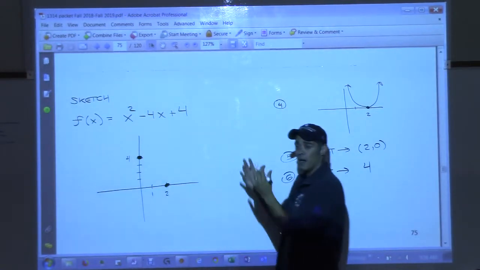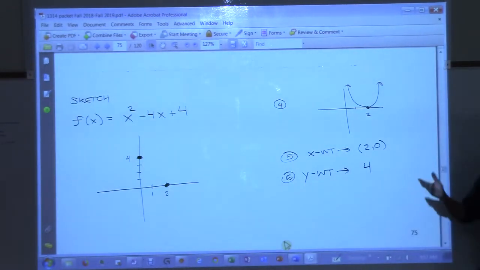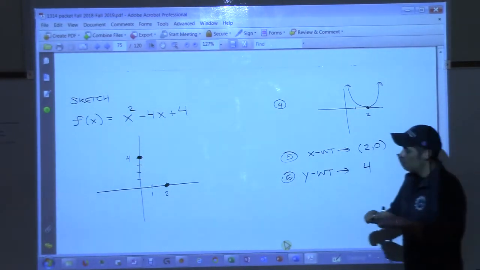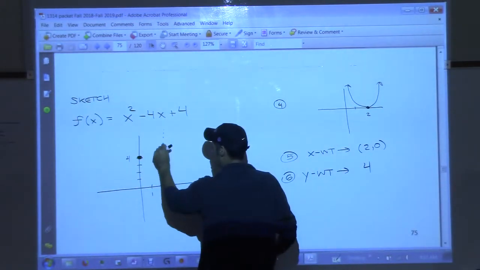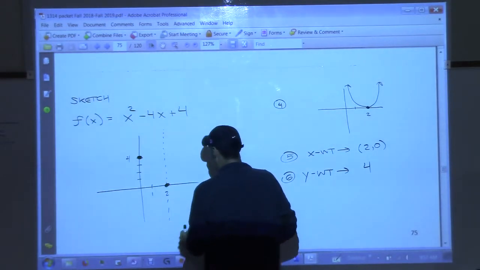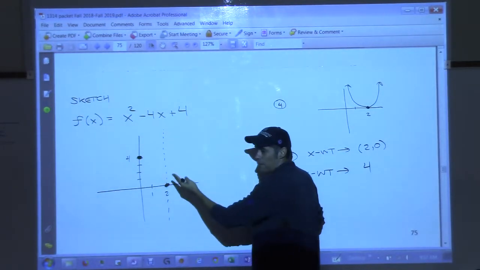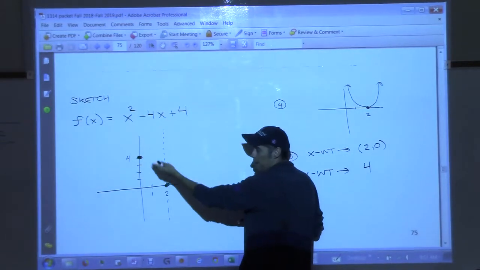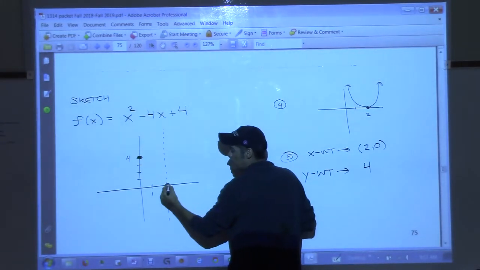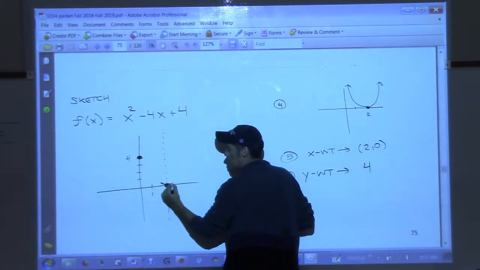And this thing opens up. But I don't have any other points, right? All I have is those two. So I've got to draw this U. And maybe that axis of symmetry will help me a little bit here. I'm going to draw the left side first. Is that obvious? Because I have only that one point. So I'm just going to make sure it looks like a U here.